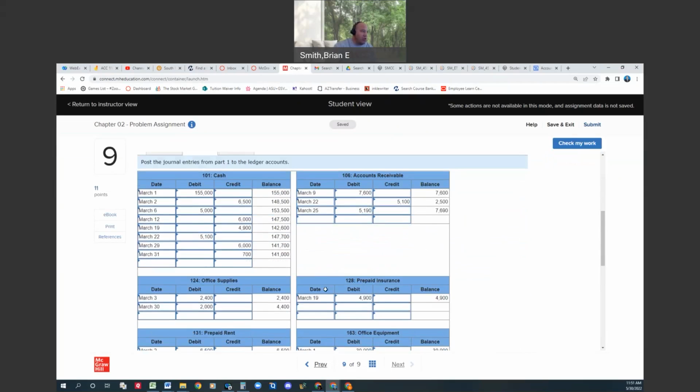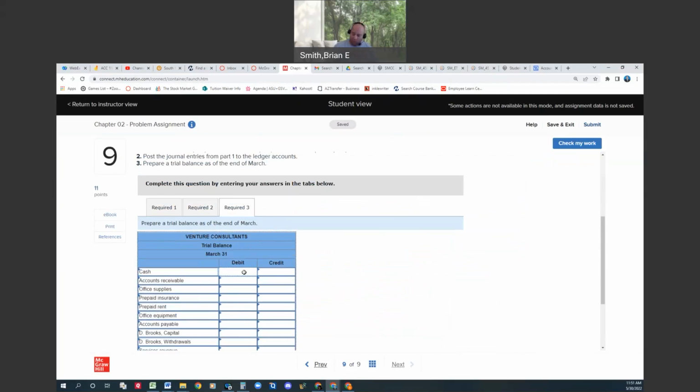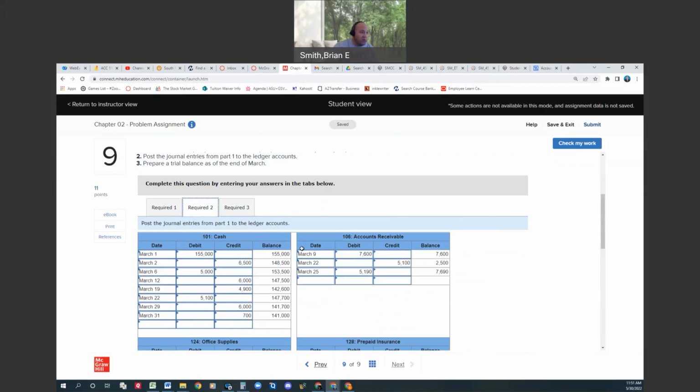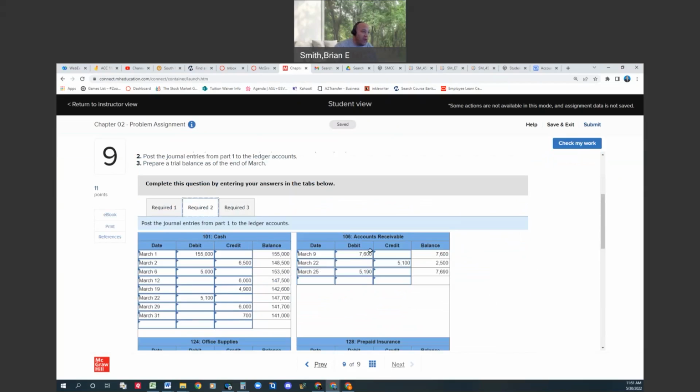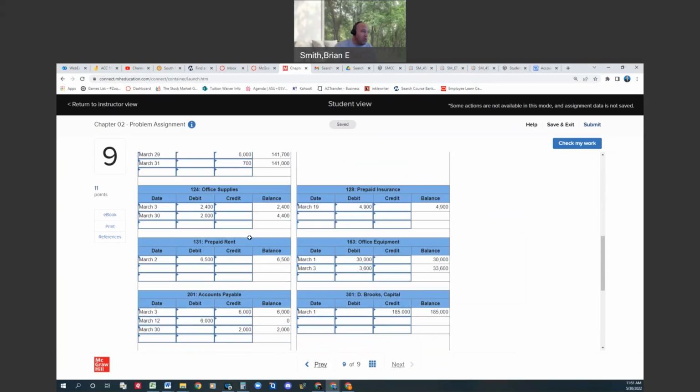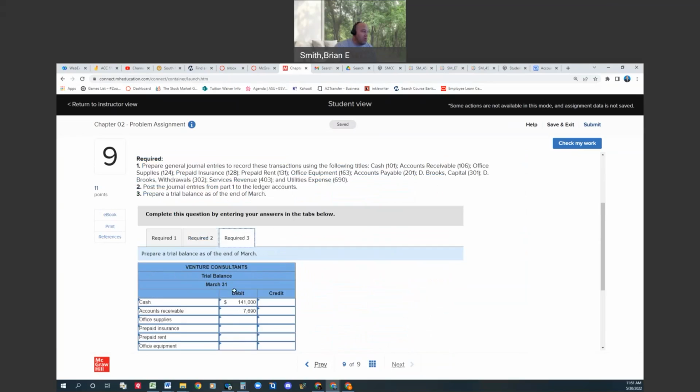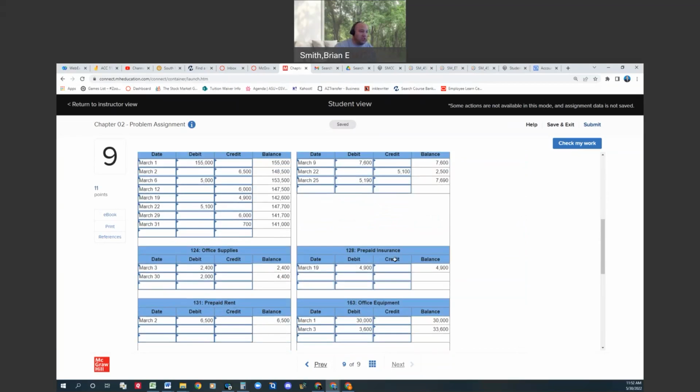Now, the trial balance, all we're doing is taking these balances here. Cash, $141,000. Debit, $141,000. That's it. We're just translating this stuff over. Accounts receivable, $76.90. Debit, $76.90. And we know why it's the debit balance: if we add our debits and subtract our credits, we're going to have a positive number, and that would be a debit here. So office supplies, we only have debit, so it's 4,400. Office supplies, see how it's in order? I said 4,400, right? Yeah. Prepaid insurance, 4,900.